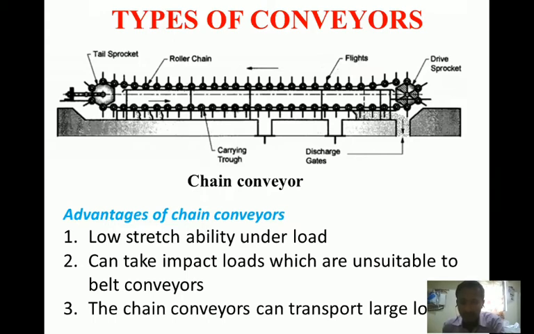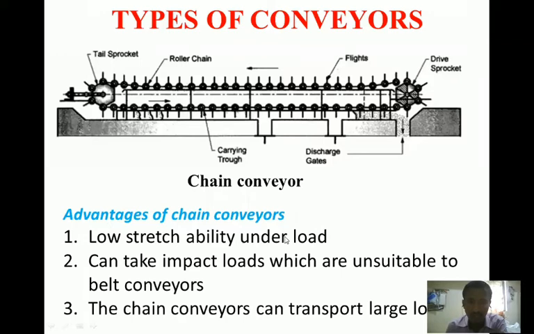In the case of normal belt conveyors, if the load is high, there may be chances of slippage. So for high load conditions, we cannot go for belt conveyors. In that case, we can go for chain conveyors.